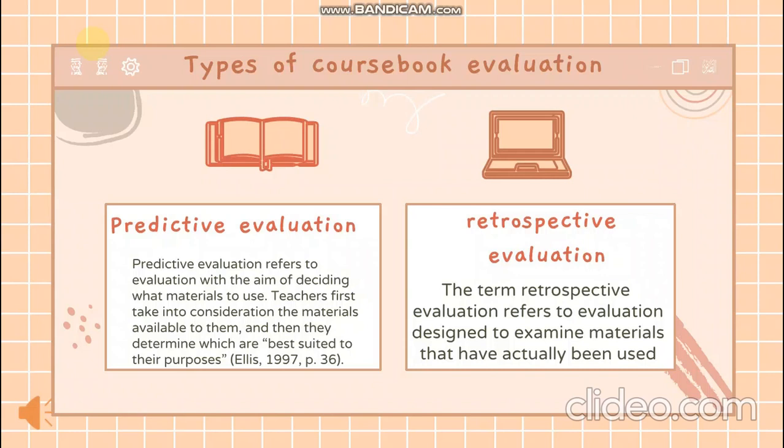And the next type is retrospective evaluation. The term retrospective evaluation refers to evaluation designed to examine materials that have actually been used. The teacher doesn't carry out an evaluation with the ultimate aim of predicting whether a given coursebook is suitable for his or her teaching situation.